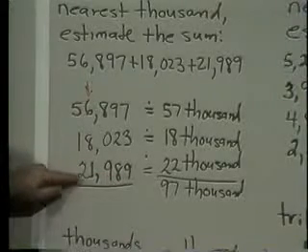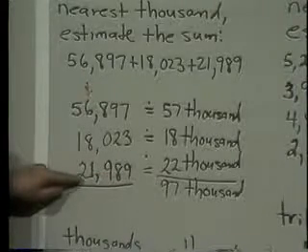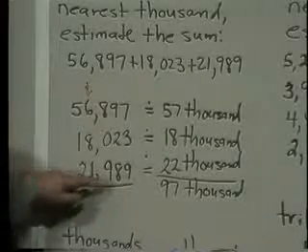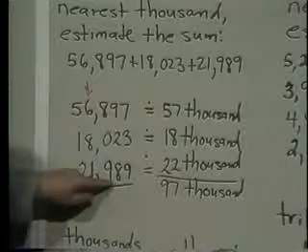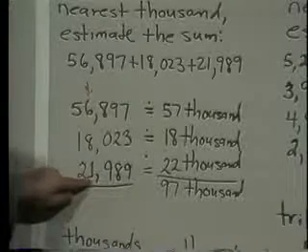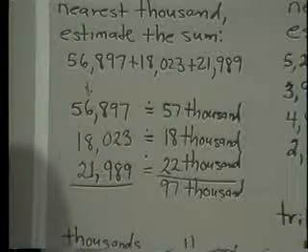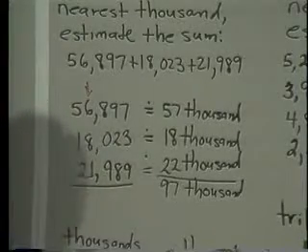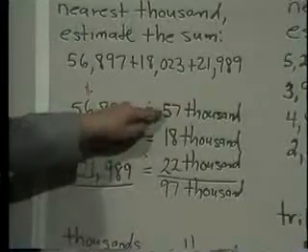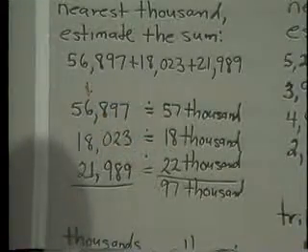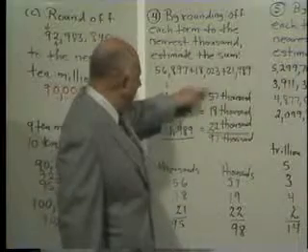You see, if I'm counting by thousands, 18,023 comes between 18,000 and 19,000, but the 0 over here tells me I'm closer to 18,000, so rounded off to the nearest 1,000, 18,023 becomes 18,000. 21,989, see, that's between what? When you're counting by thousands, it's between 21 thousands and 22 thousands, but the 9 over here tells me that I'm closer to 22,000, so rounded off to the nearest 1,000, 21,989 is 22,000. Now you see what happens here. 57, 18, and 22 are adjectives modifying thousands. So I can now add this up and get what?